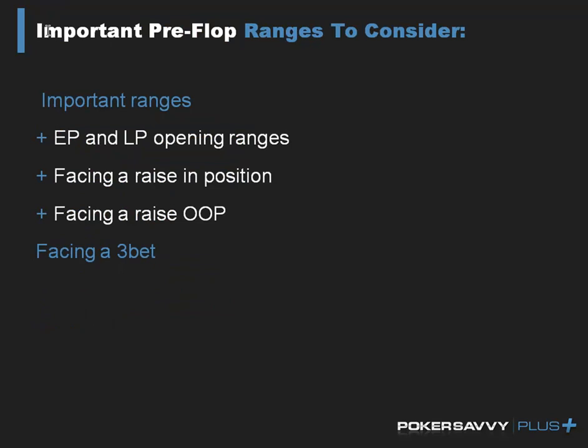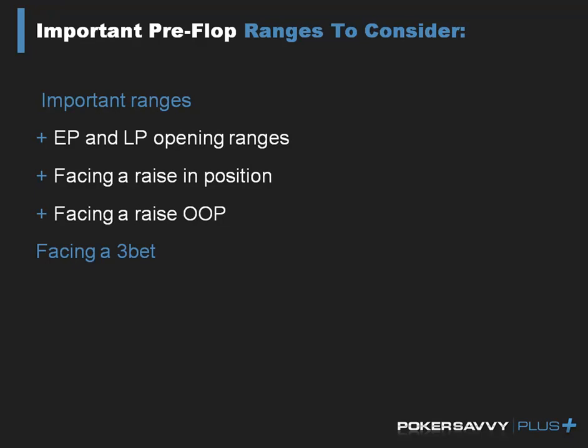So I'll just click forward and talk about each of the key ranges that we want to talk about. Important ranges: early position, late position, opening ranges. I'm going to say some general things about those, thinking through each of the different hand groupings we've talked about, and then talk about some concepts about facing raises in and out of position, and how your 3-betting and flatting ranges will vary in those two spots.